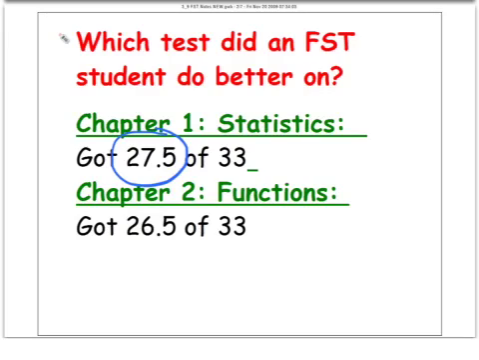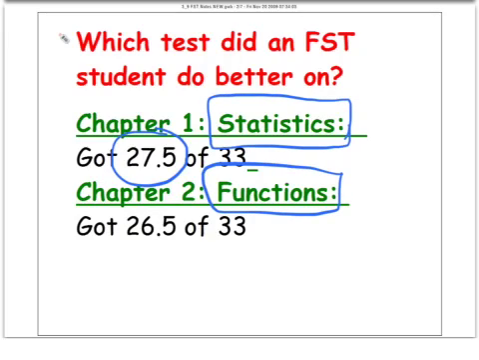Here's the problem with saying it's the Chapter 1 test: the topics. The Chapter 1 test was on statistics and the Chapter 2 was on functions. They're 2 completely different topics, which means they're not comparable. It's not like you're comparing apples to apples. This is what they would say is you're comparing apples to oranges.